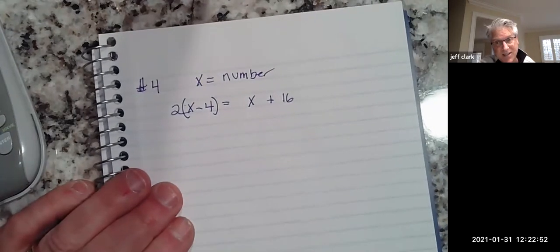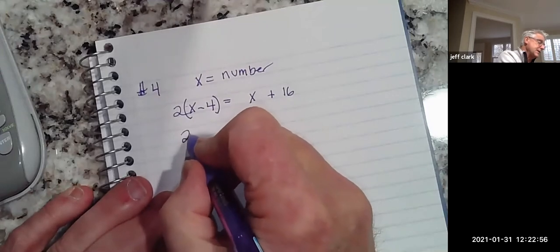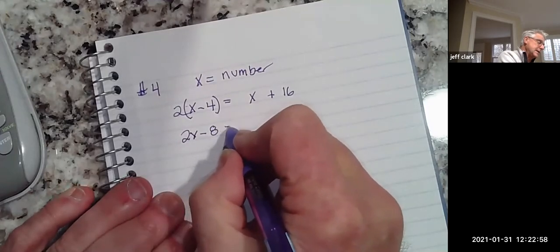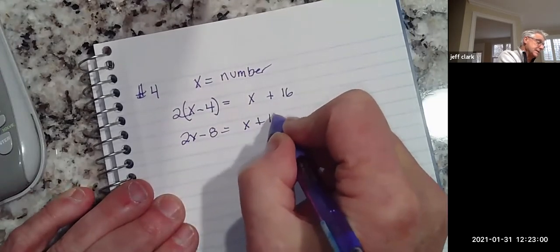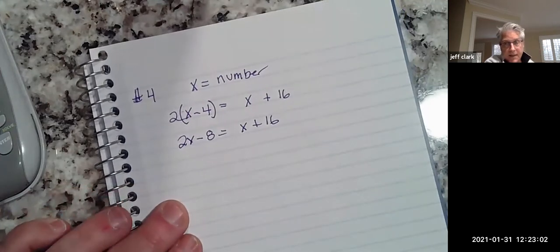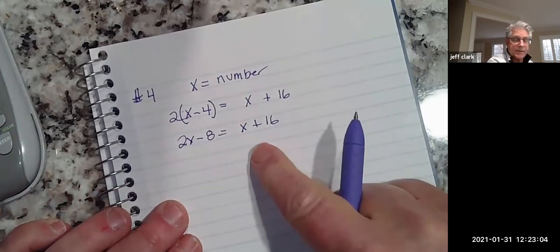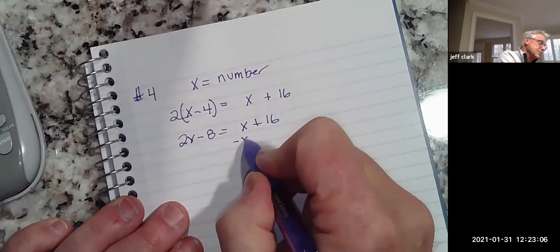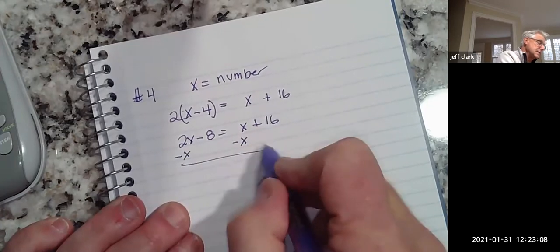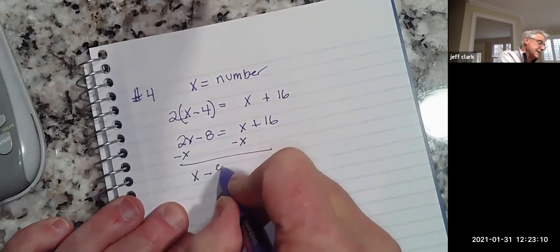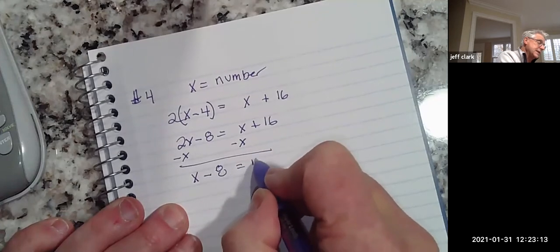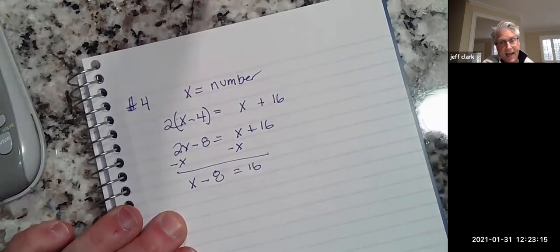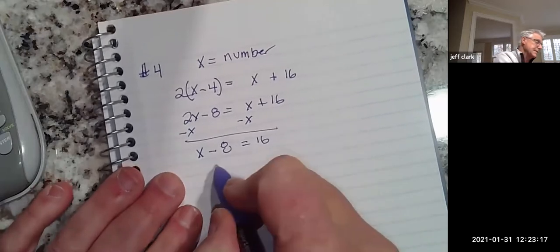So now it's just the algebra to get to what X equals. So I see it as 2X subtract 8 equals X plus 16. And then I'll decide to move the X over to the left-hand side. So subtract X. So I get X subtract 8 is equal to 16. And then you're going to add 8 to both sides.